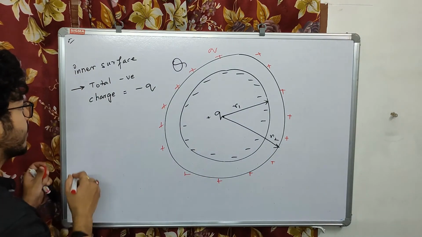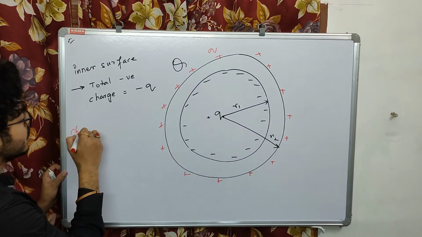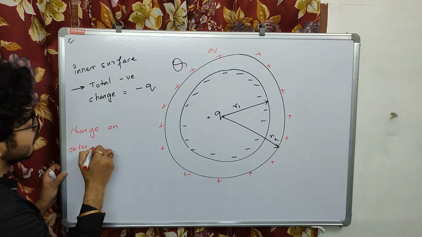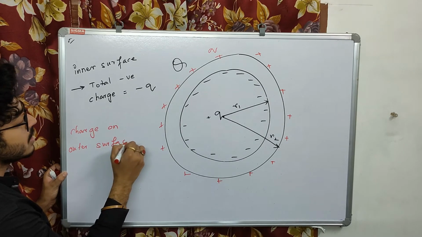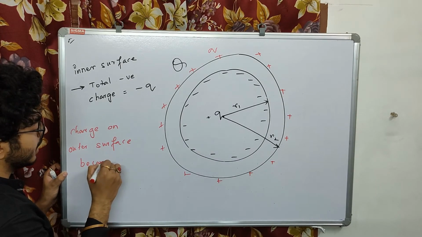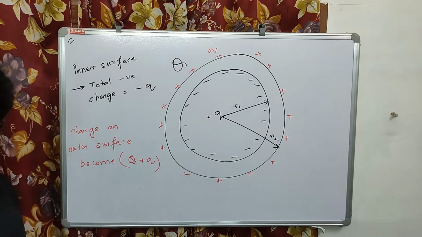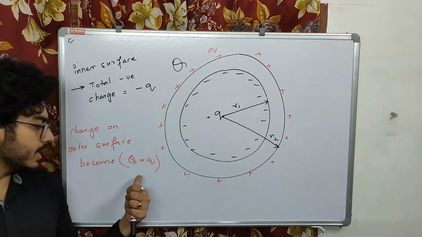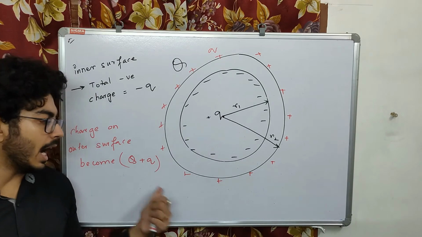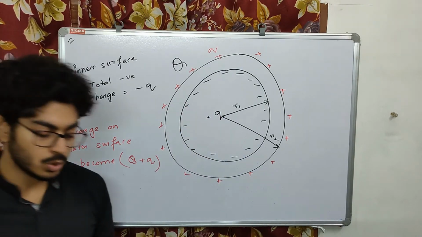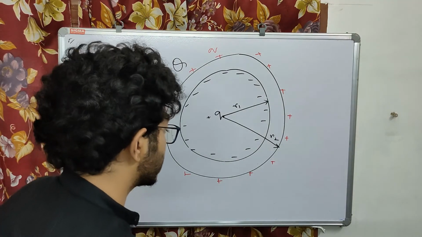So the charge on the outer surface becomes Q plus q. Now this is very easy. This part is very easy for everyone to understand now. How this has become Q plus q, and this was only minus q. So now the surface charge density for the inner surface.